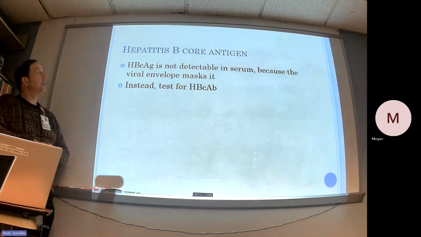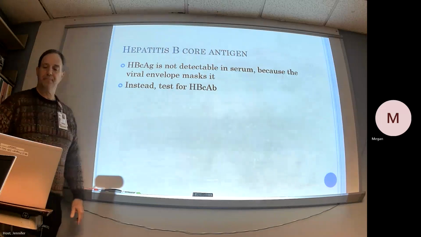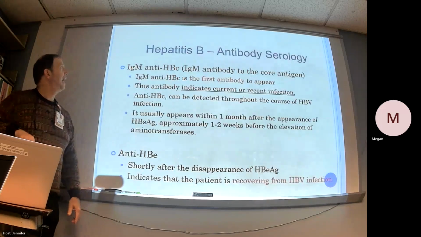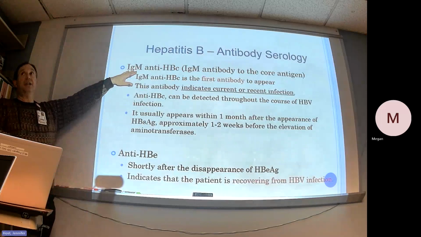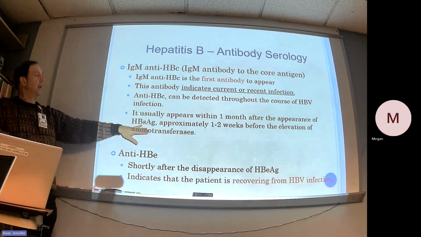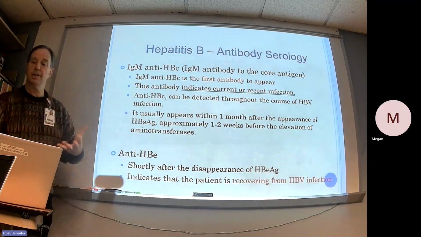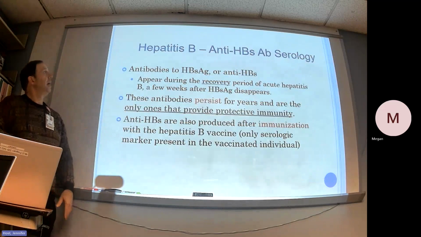Then you have the core antigen. We usually don't test for that. Instead, we test for the antibody to it. And that antibody can be an IgM in the early stage or an IgG as total. So it depends, but IgM will tell you it's current and IgG later.